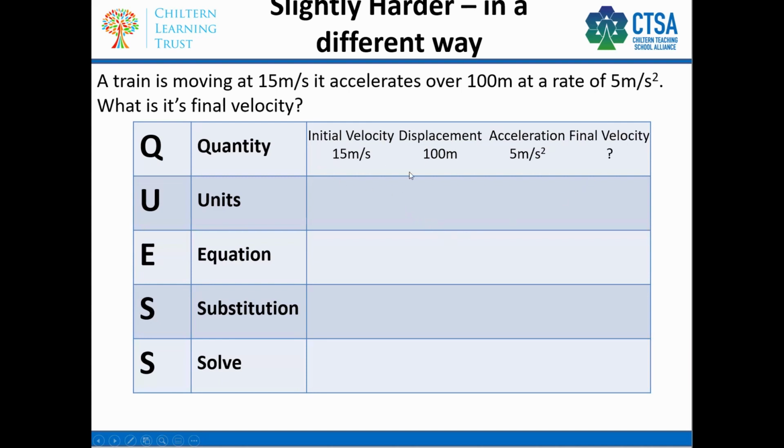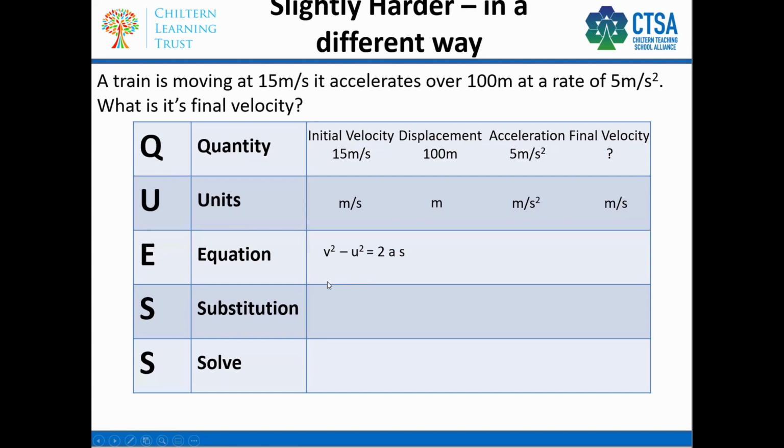So we can check the units. Velocity, any velocity, whether it's initial or final, is in meters per second. Displacement is always in meters. Acceleration is always in meters per second squared. And again, as we said before, velocity always in meters per second. So we then need to think about the equation. So in this case, the equation that I need to use is final velocity squared minus initial velocity squared is equal to 2 times the acceleration times the displacement. So I can write that equation out.